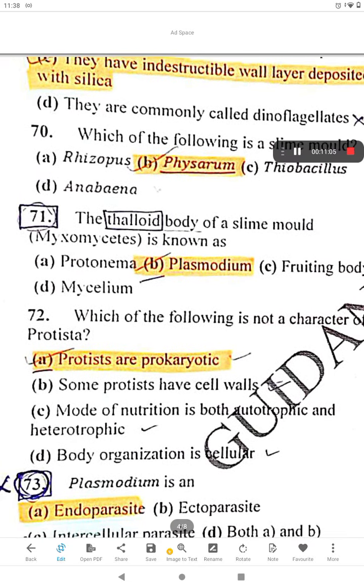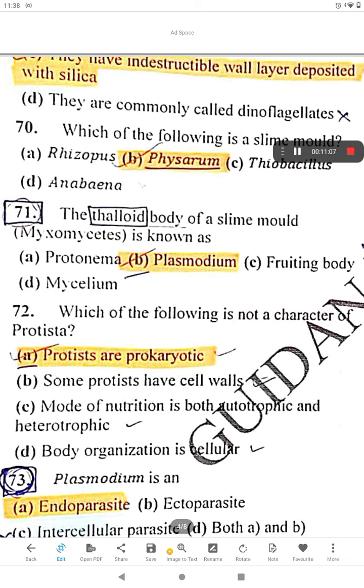71st question says the thalloid body of a slime mold is. Thalloid means thallus, and protonema is of mosses. So that has no relation to slime mold. See, slime molds are also called myxomycetes. B option says plasmodium. Yes, this is the right option. Fruiting body is not thalloid, so it has nothing to do with it. And D option says mycelium. Mycelium is totally different, present in a totally different kingdom, that is fungi.